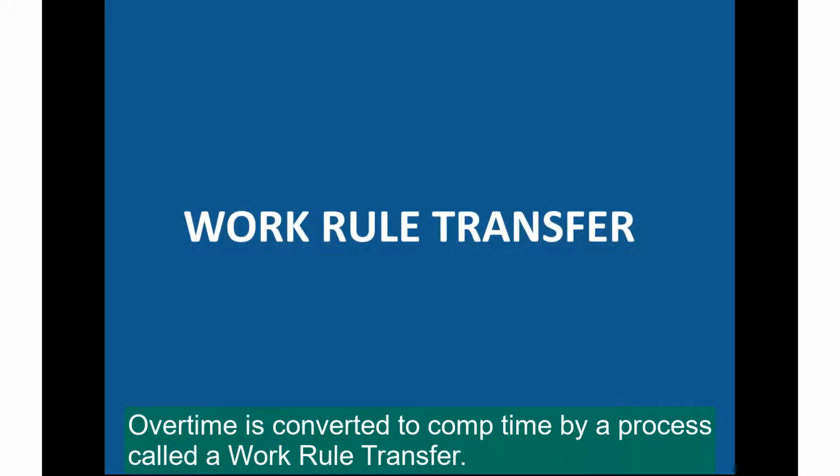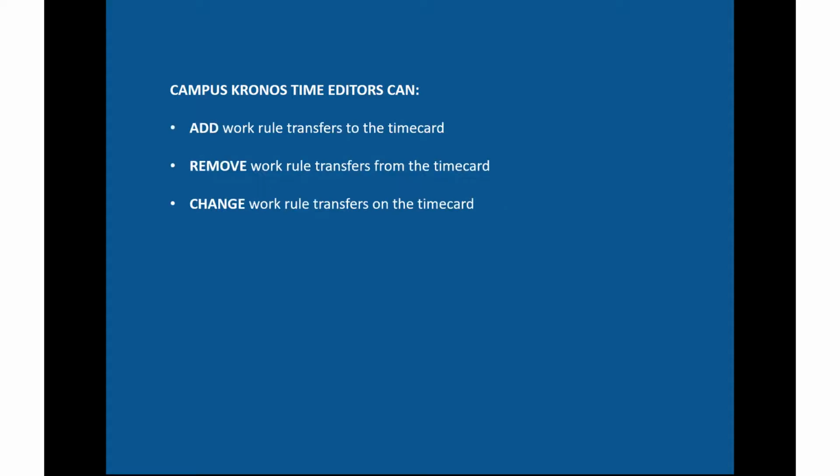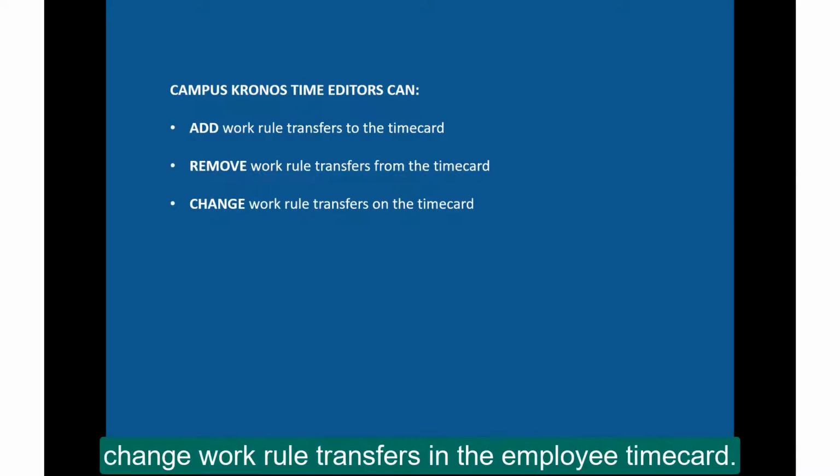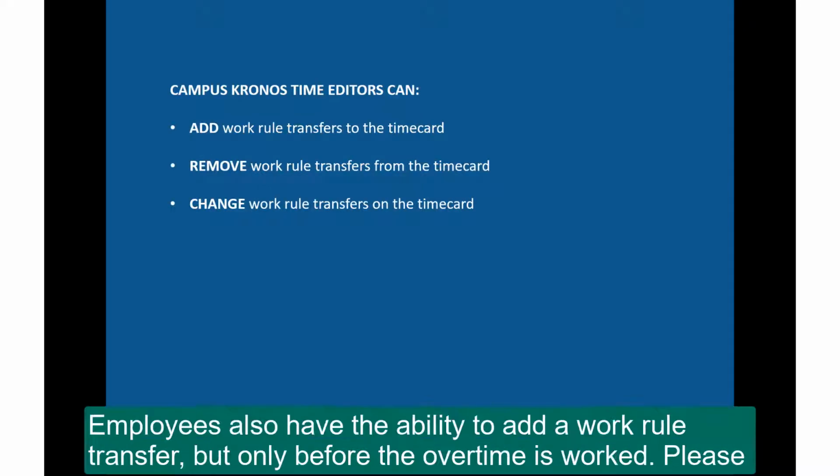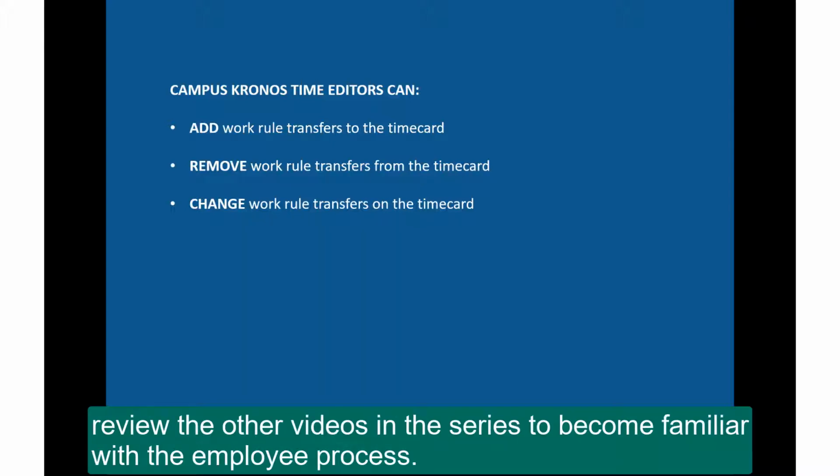Overtime is converted to comp time in Campus Kronos by a process called a work rule transfer. Time editors have the ability to add, remove, or change work rule transfers in the employee time card. Employees also have the ability to add a work rule transfer, but only before the overtime is worked. Please review the other videos in this series to become familiar with the employee process.